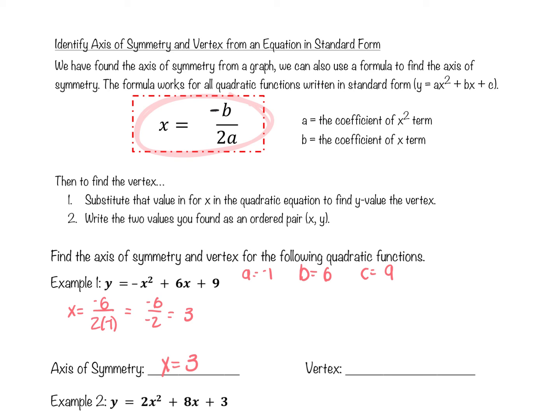I then want to go and find my vertex. So I'm going to plug in 3 for all of the x's in my equation. I'm going to get y equals the opposite of 3 squared plus 6 times 3 plus 9. Well, 3 squared is 9. The opposite of that is -9. And then 6 times 3 is 18. And I have plus 9. -9 plus 18 is 9. And then 9 plus 9 is 18. So I find my vertex to be 3, 18.